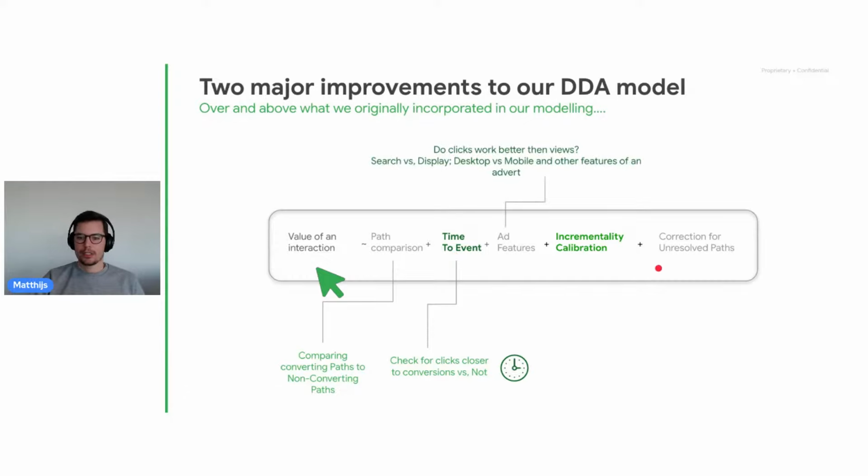Then the ad features. This is something we've been using for a long while already. And these are things like search versus display campaigns, mobile versus desktop. These are the type of, how you'd say, technical differences of one touch point versus another.